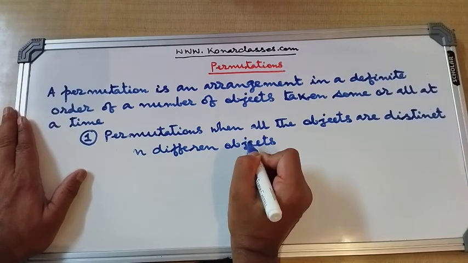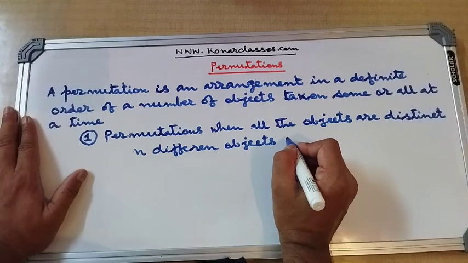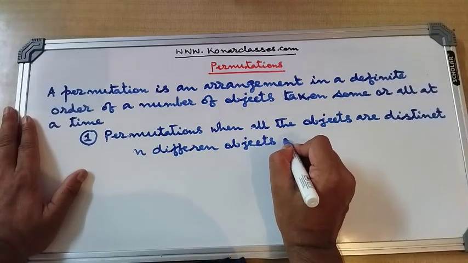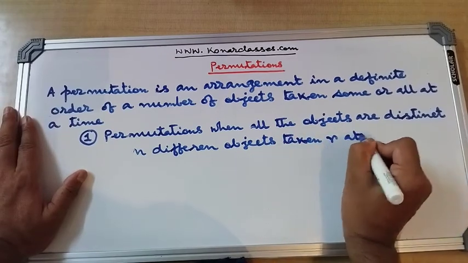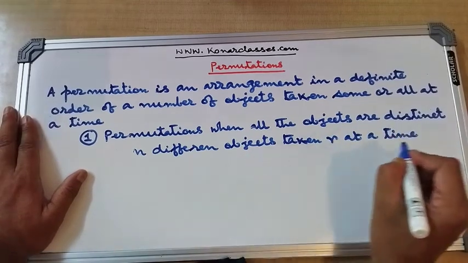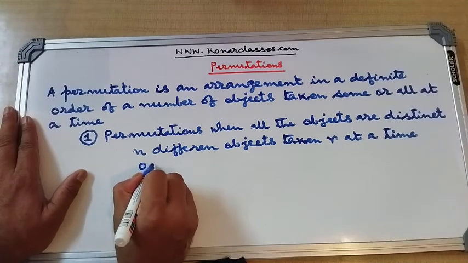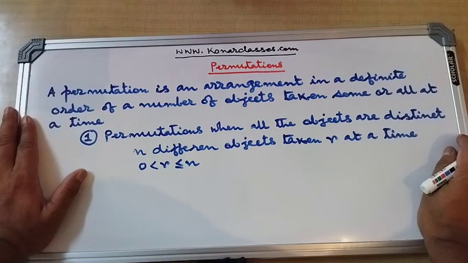Now, out of these n different objects we are taking r at a time. Obviously, one thing we are pretty sure of is that 0 < r ≤ n. r cannot be equal to 0, as then the statement has no meaning, and at the same time r can be at most equal to n.